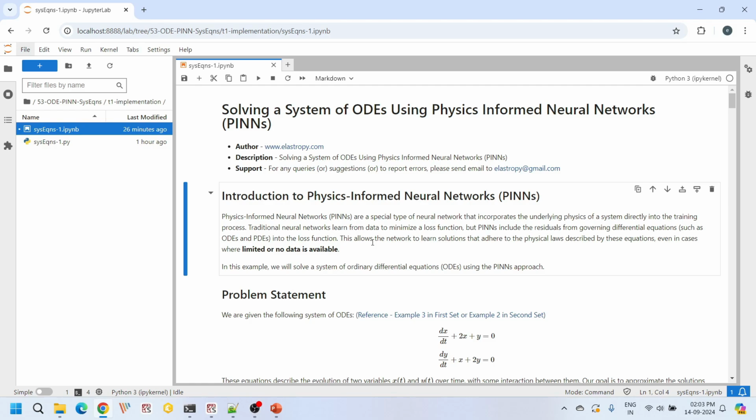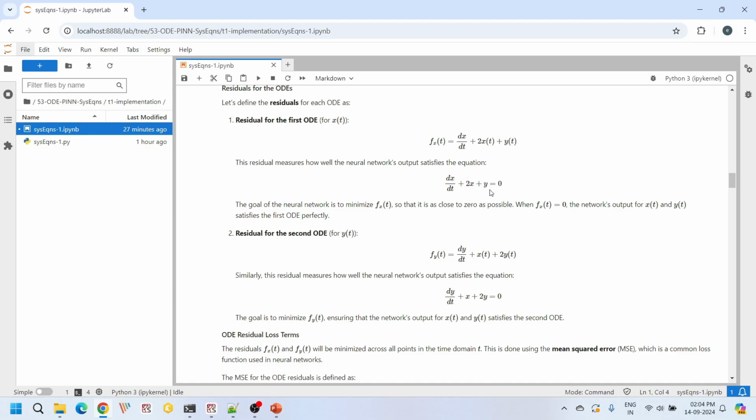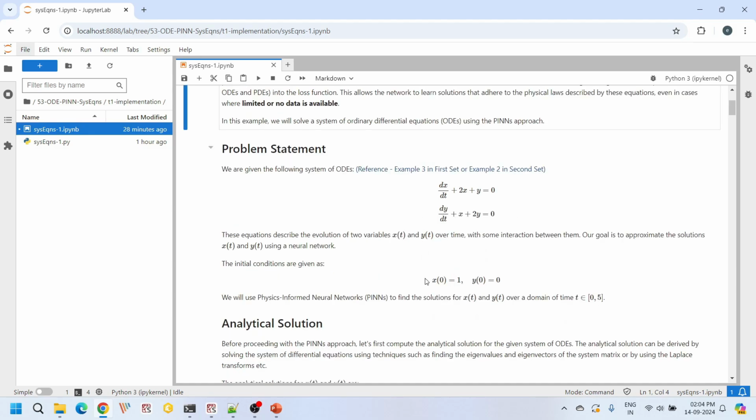First, let's start with a quick overview of PINNs. What are physics informed neural networks actually? PINNs are special types of neural networks that incorporate the underlying physics of the system directly into the learning process. While traditional neural networks are trained purely on data, PINNs include the residuals of the governing differential equations, such as ODEs or PDEs, directly in the loss function. These are the equations that we will be dealing with in today's tutorial.